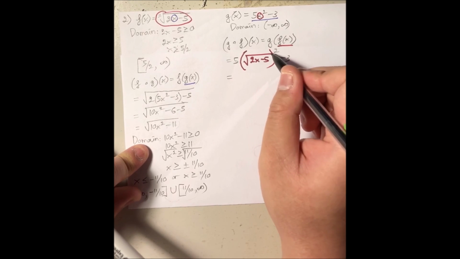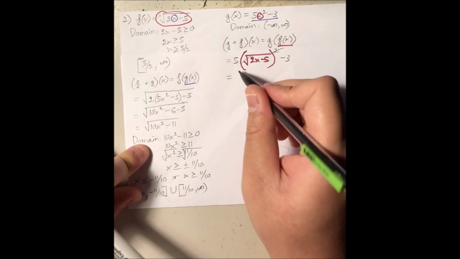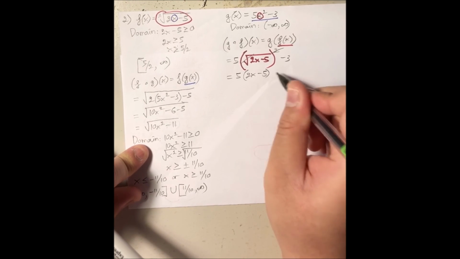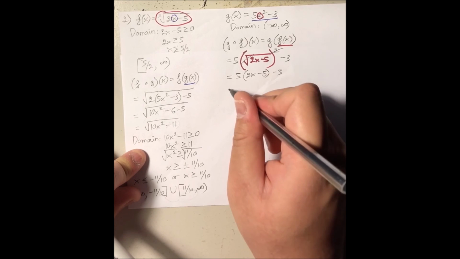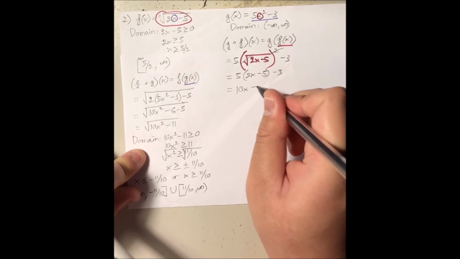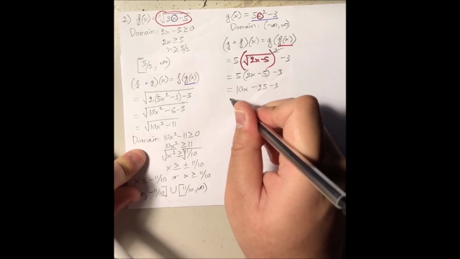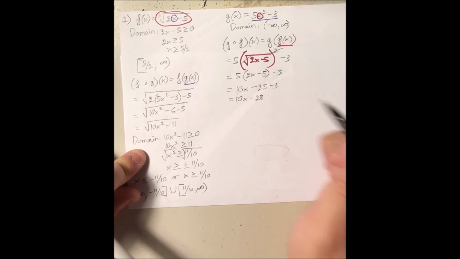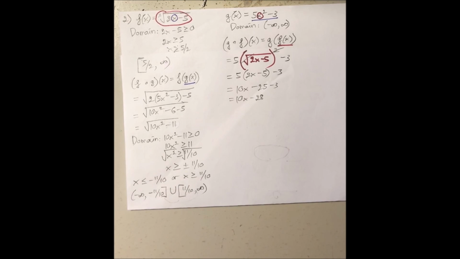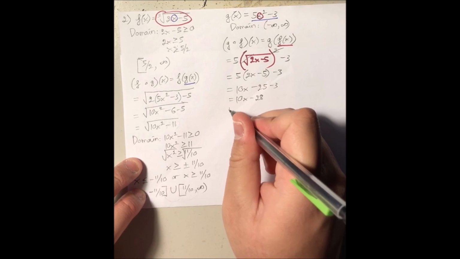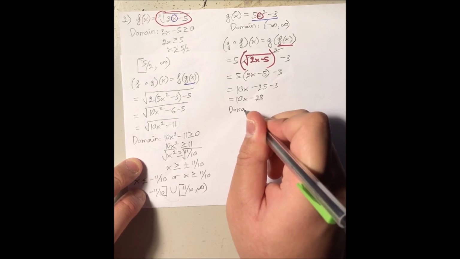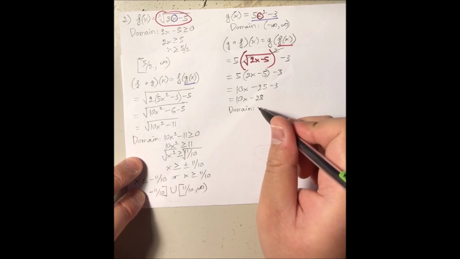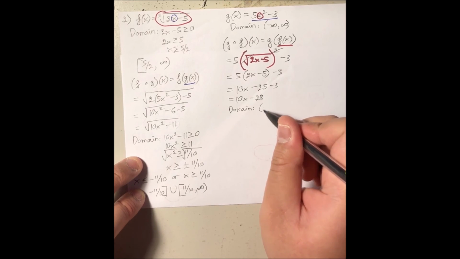Now the square root raised to the second power cancel each other out, so we're left with just 5 times 2x minus 5 minus 3. Foiling the 5, we are going to have 10x minus 25 minus 3, which is equal to 10x minus 28. Now, what is the domain of this one? Well, if we take a look at 10x minus 28, the domain of this is going to be all real numbers.